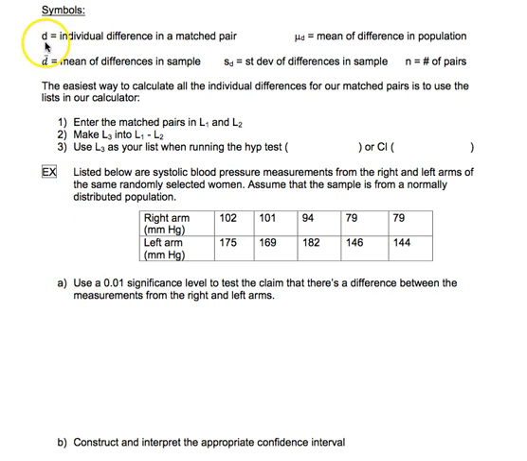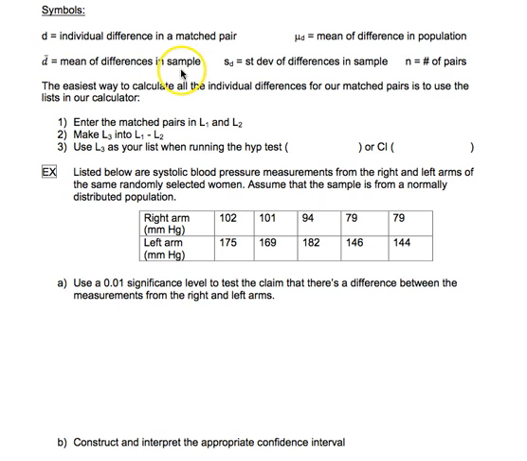The lowercase d stands for an individual difference in a matched pair. So we might have d sub 1, d sub 2, d sub 3, but we're talking about a single matched pair. Mu d is the mean of the differences in the population. And d bar is going to be the mean of the differences in the sample.